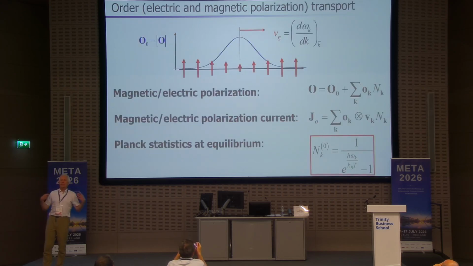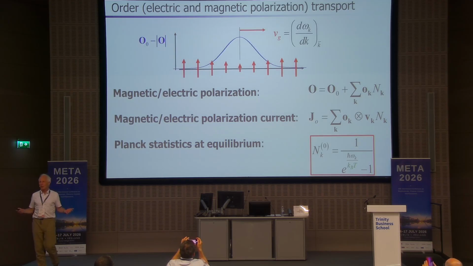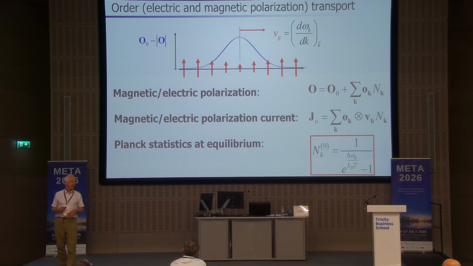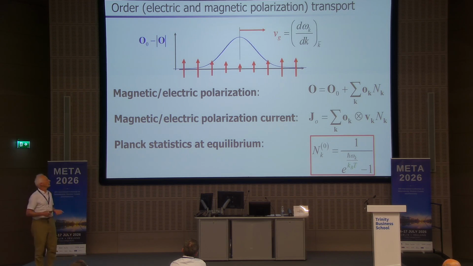Now, we can make wave packages out of these plane waves in magnets as well as in ferroelectrics. And these wave packages, they are as a dip in the saturation polarization that moves with the group velocity. So that means in magnets, these magnons transport a spin or magnetization current. In ferroelectrics, the ferrons transport polarization from A to B.